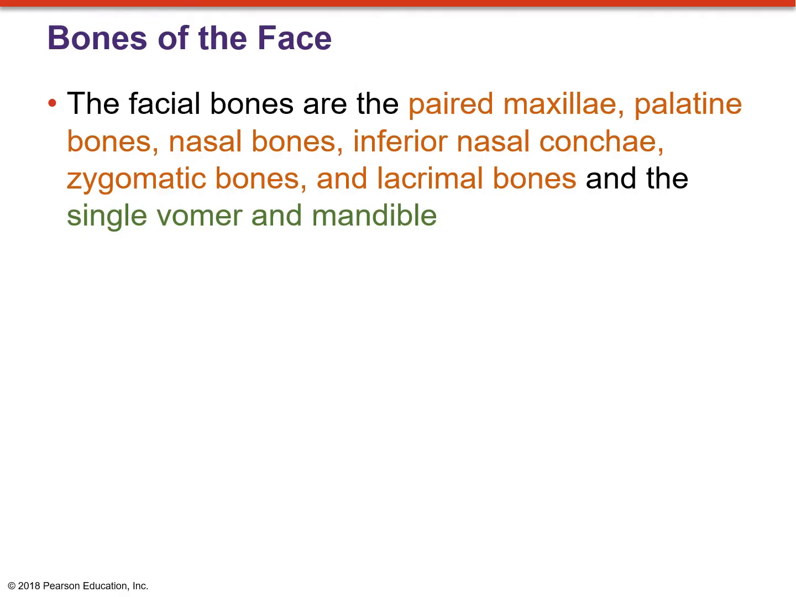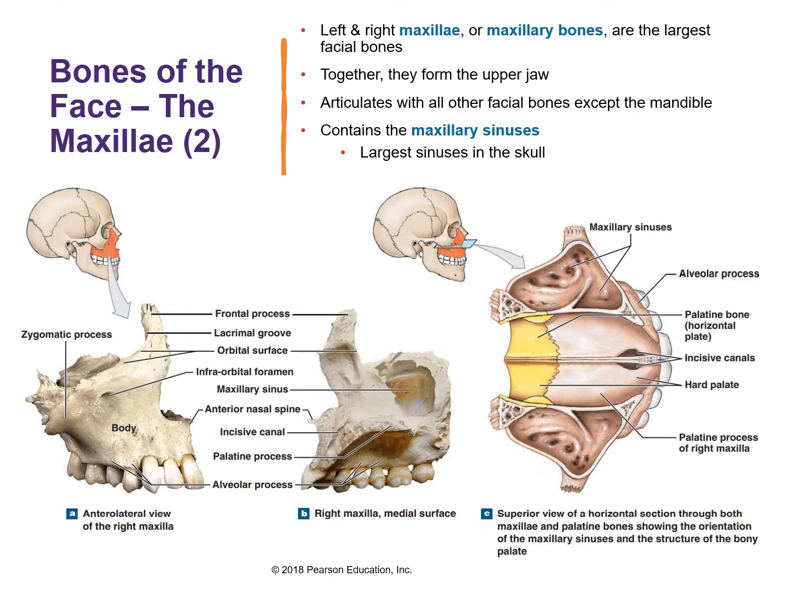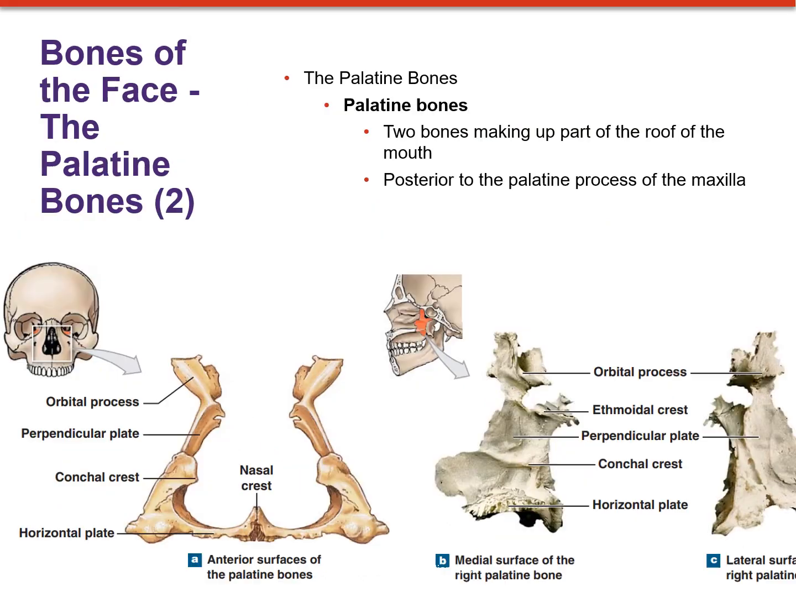So we have bones in the face, okay. The facial bones are going to be those paired maxilla, palatine bones, nasal bones, inferior nasal conchae, zygomatic bones, and lacrimal bones. And we have single bones, 2 single bones, the vomer and the mandible. So there's going to be 2 maxillary bones, okay. And we have 2 palatine bones.